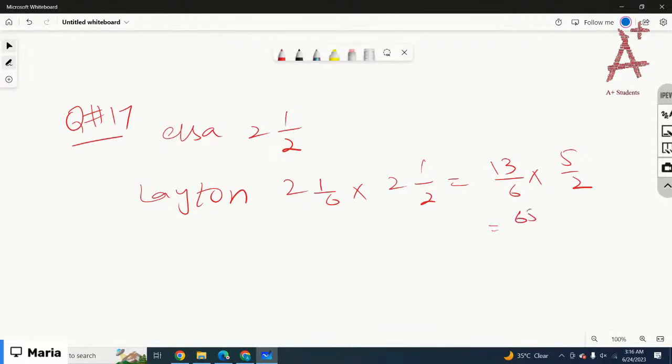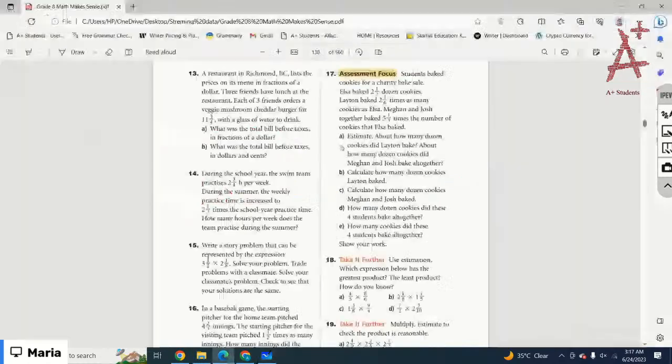13 over 5, 13 times 5 is 65, and 12 times 5 is 60. It is 5 whole 5 over 12. Got it? Leighton baked 5 whole 5 over 12.